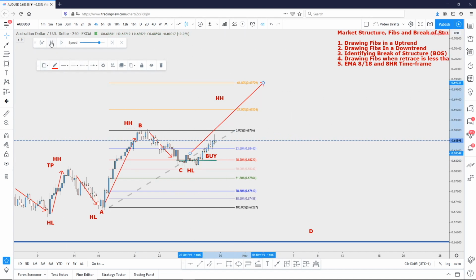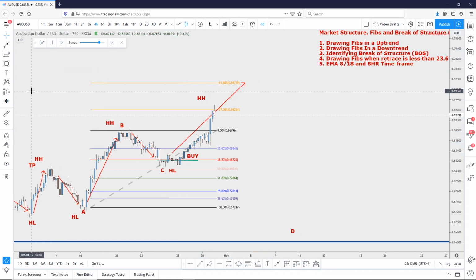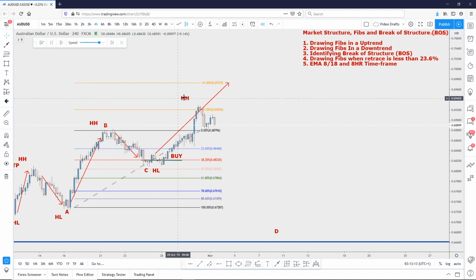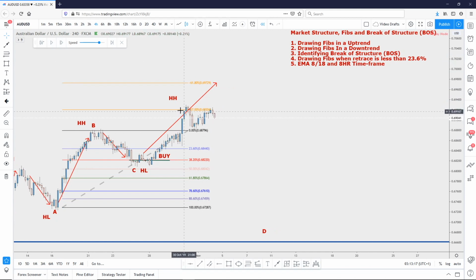So I'm going to hit play, and let's see what happens. Okay, take profit 2 was hit. I'm just going to pause it there. So here in this example, you may want to take profit here. Greed is a bad thing.